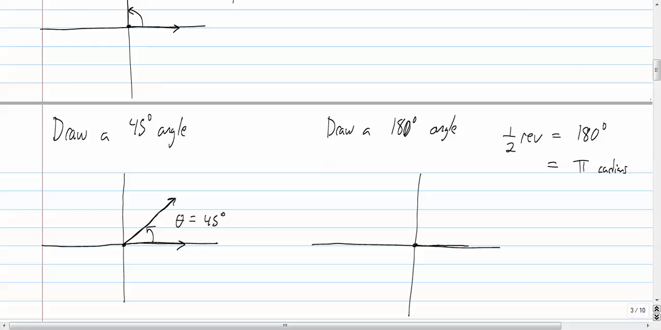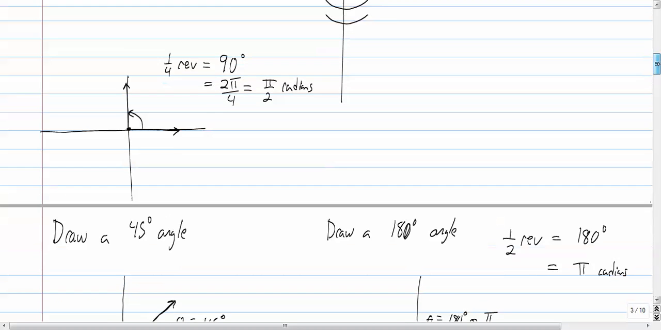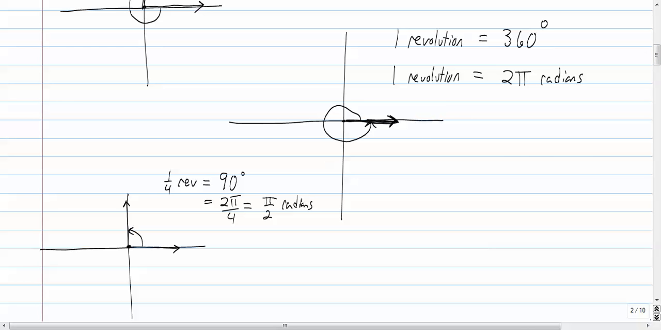This is a special angle. It's called a straight angle. Okay, so here we would have theta equals 180 degrees, or pi. So just by knowing one revolution is 360 degrees, or 2 pi radians, that gives us the ability to draw a lot of different angle measures.